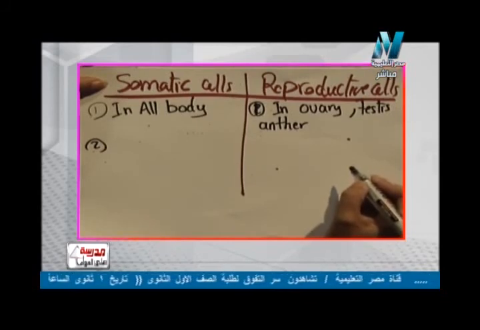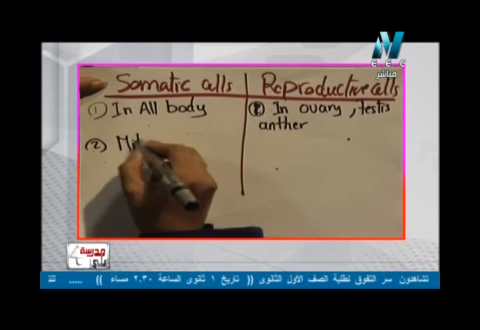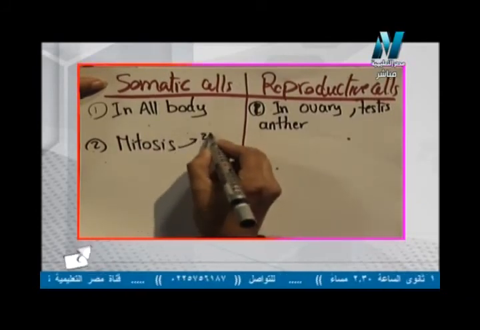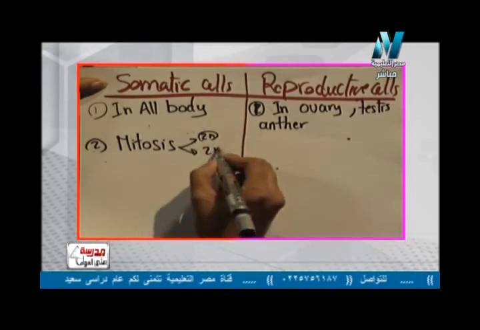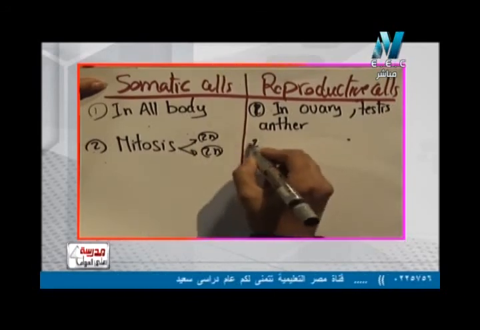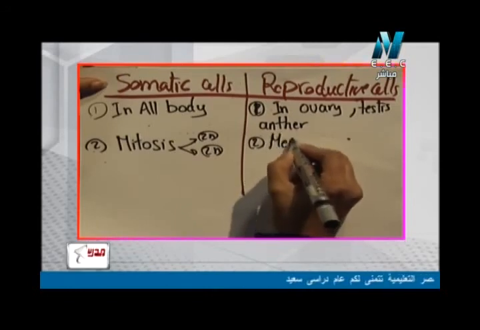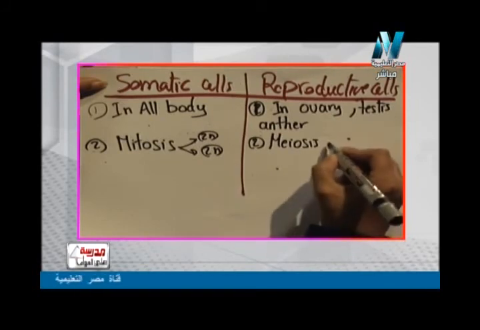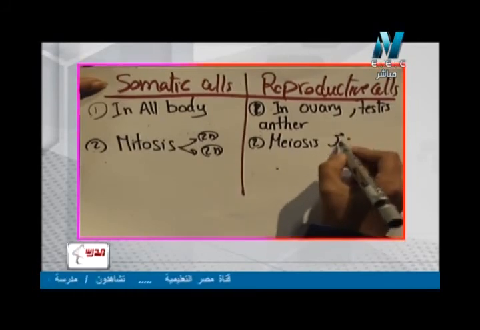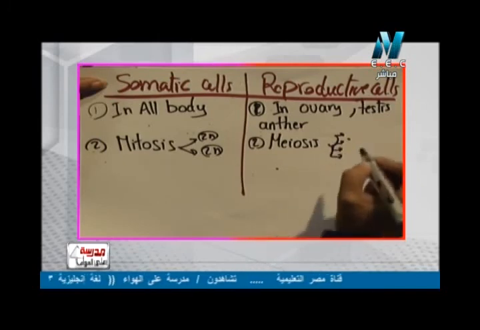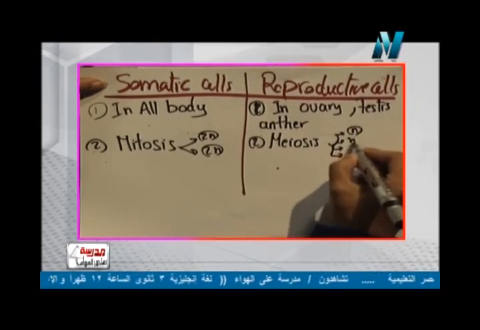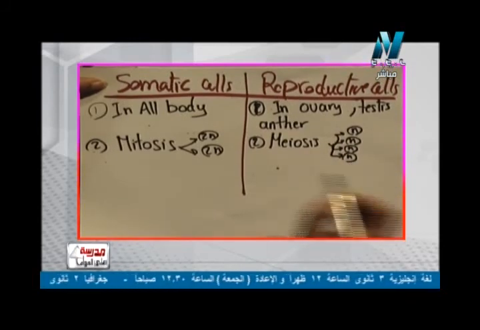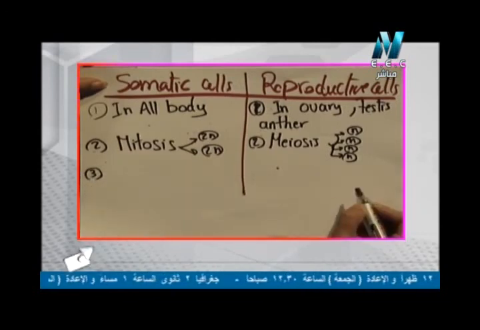Number 2, somatic cell divided by mitosis, which we have explained right now. And this mitosis gives me 2 cells having the same number of chromosomes. Reproductive cell divided by meiosis. Okay, be careful with the spelling. The meiosis we are going to see, inshallah next episode, will produce 4 cells containing half a number of chromosomes.